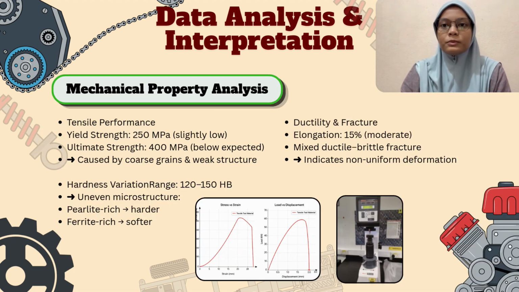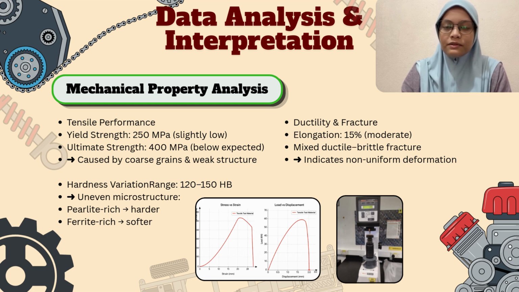For the mechanical properties, the tensile test shows a yield strength of 250 MPa and an ultimate strength of 400 MPa, which are slightly below expected values. This is mainly due to the coarse grain structure and weak internal bonding. The elongation is about 15%, indicating moderate ductility. The fracture behavior shows a mix of ductile and brittle characteristics, meaning the material does not deform uniformly.